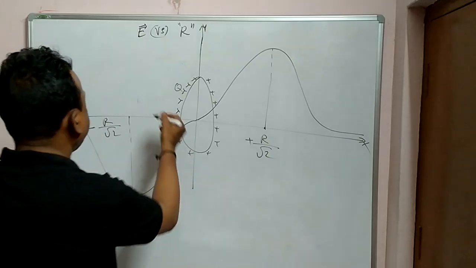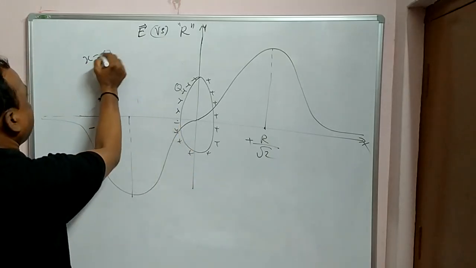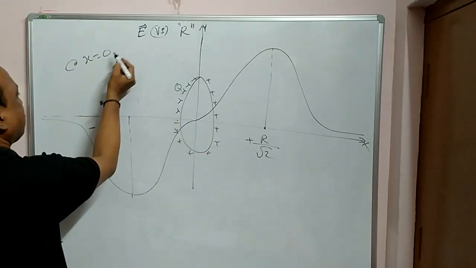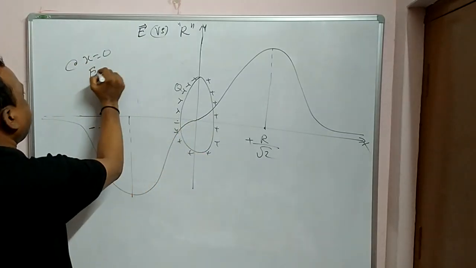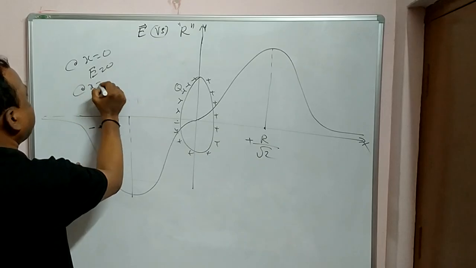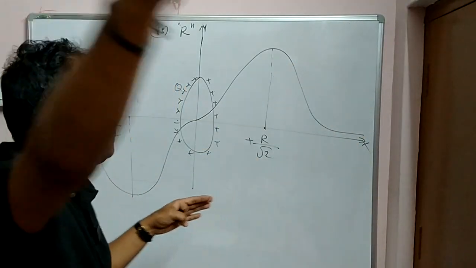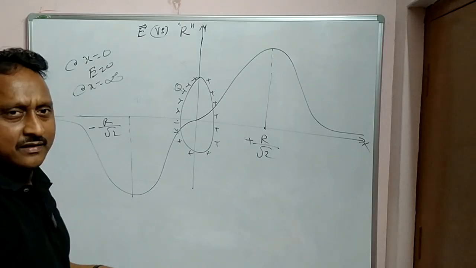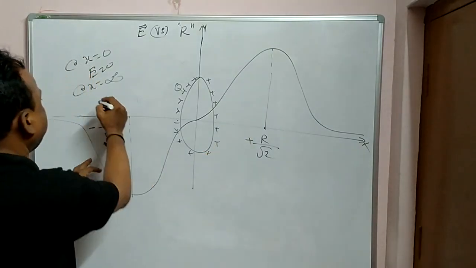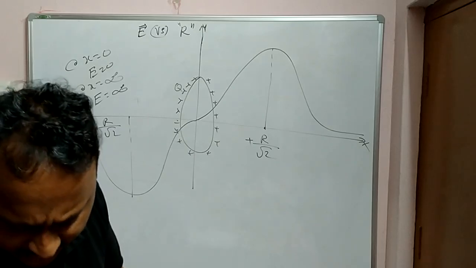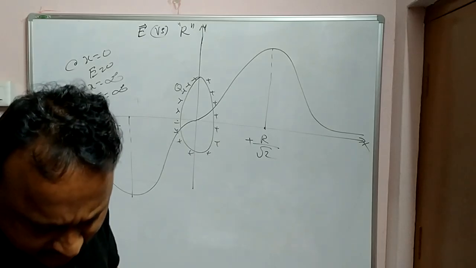Suppose x is equal to 0, at the center point, E is 0. At x is equal to 0, E is equal to 0. But suppose x is equal to infinity, what happens? Put the formula there. E also becomes infinity. If x is equal to infinity, you can put the formula there.